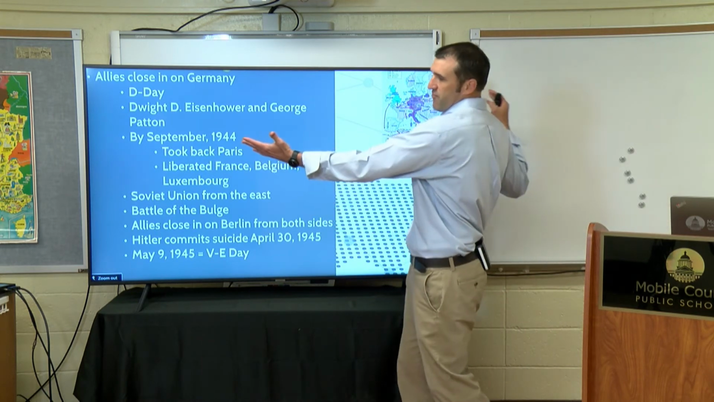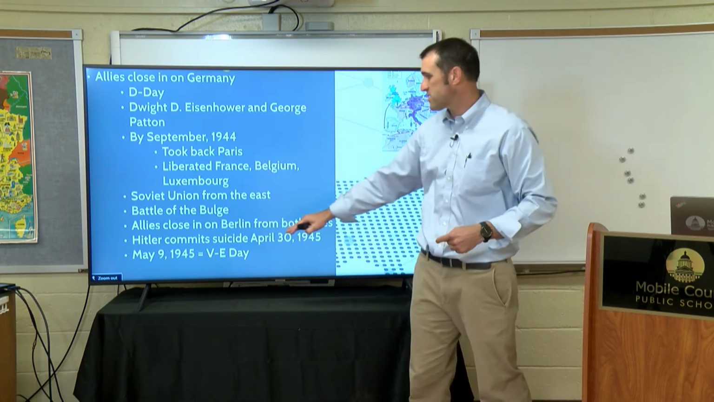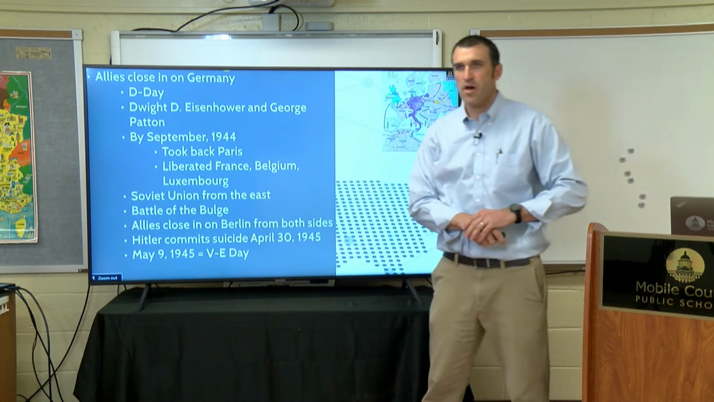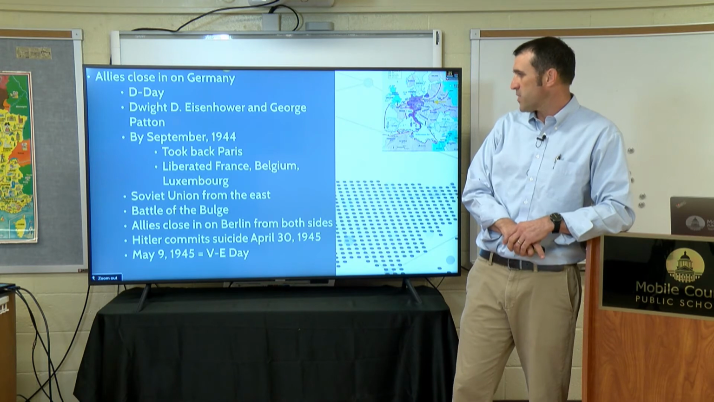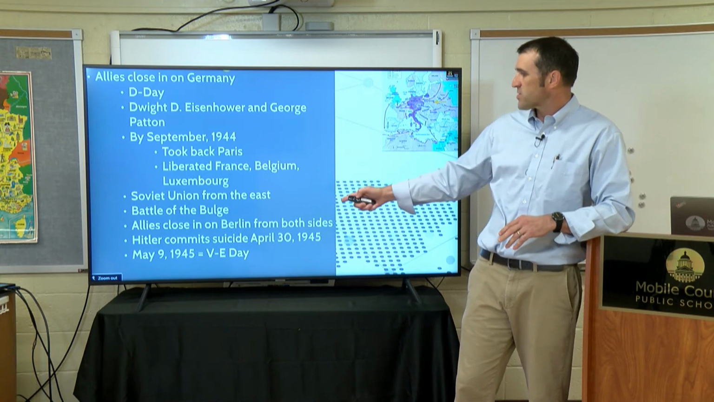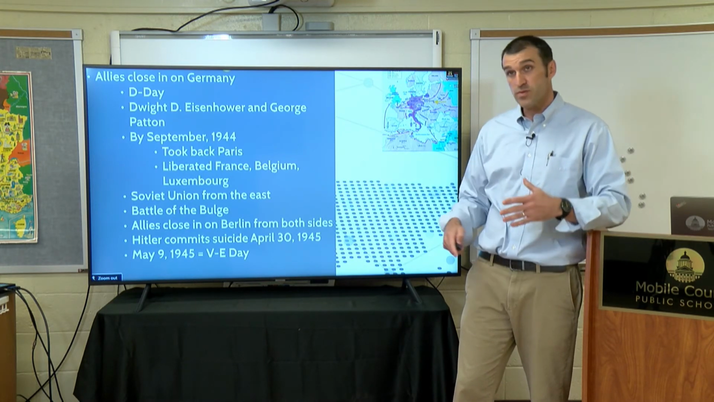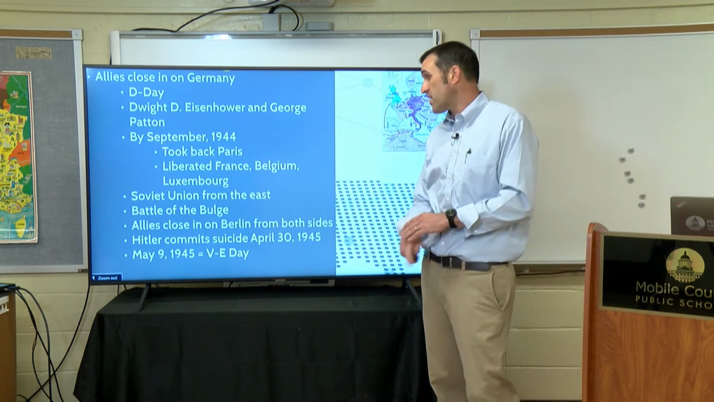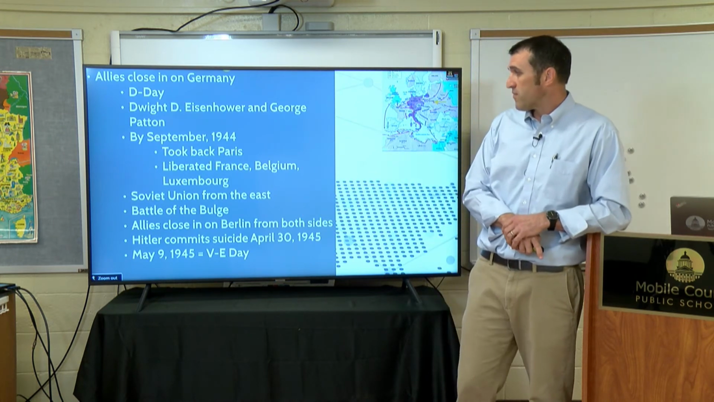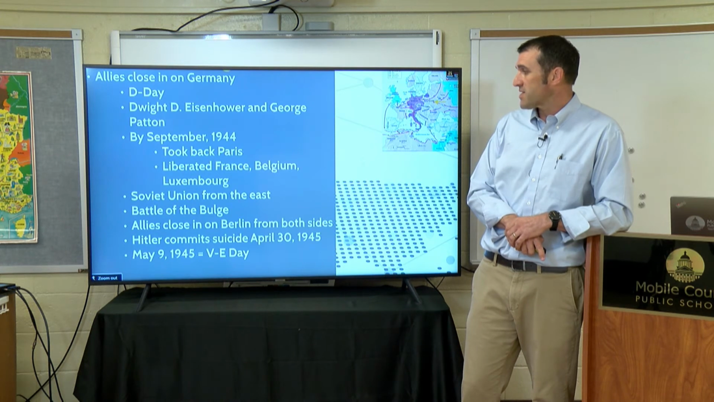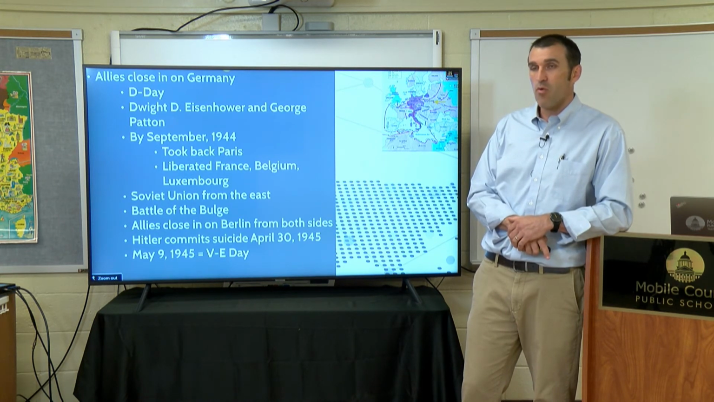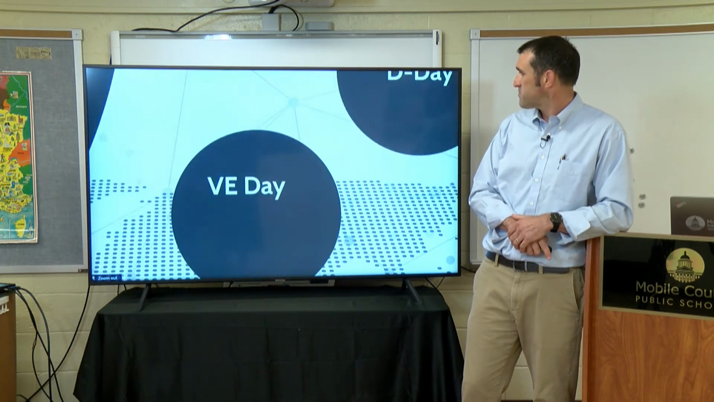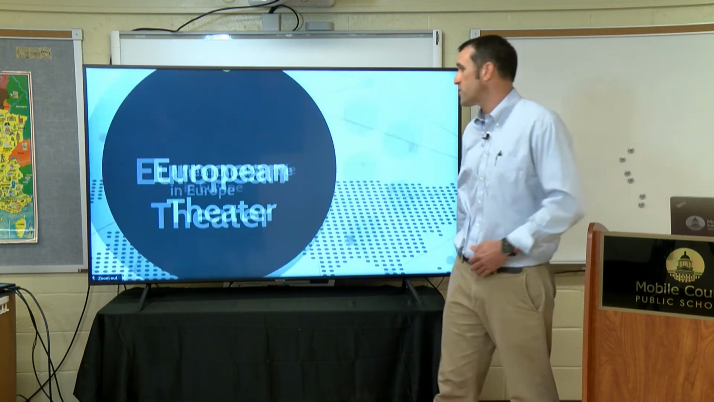And so as the Allied forces closed in from both sides, Hitler himself saw the end, and on April 30th, 1945, he committed suicide. And just a few days later, on May 9th, which we just celebrated the 75th anniversary of this date, on May 9th, 1945, the Allies declared VE, or Victory in Europe Day. So the tide turned in Europe.